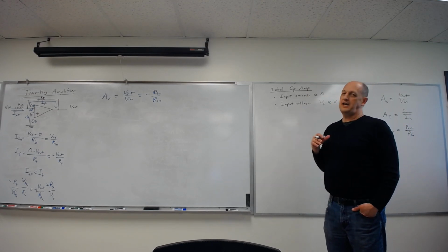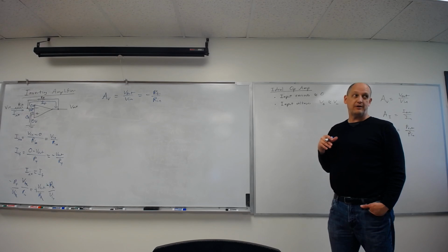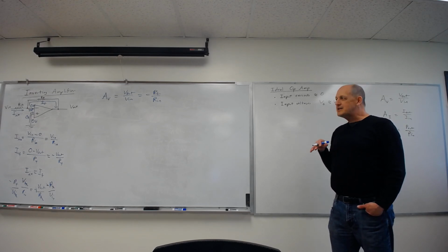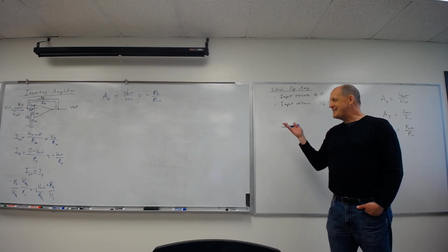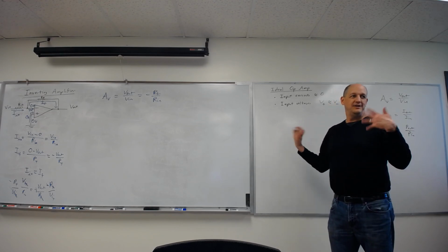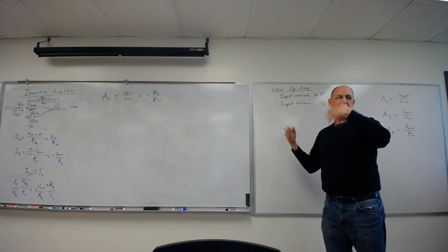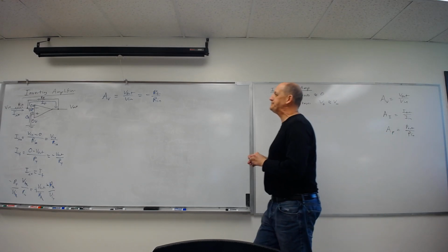Guess what? You're going to do these in lab, and these are pretty much spot on. This is not a rounding difference. If RF is 10 times bigger than Rn, then your output's going to be 10 times bigger. It has a negative because it's going to be inverted. If your input's positive, your output's negative. If your input's negative, your output's positive.